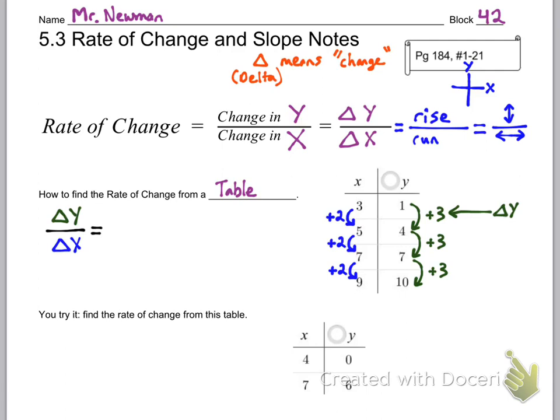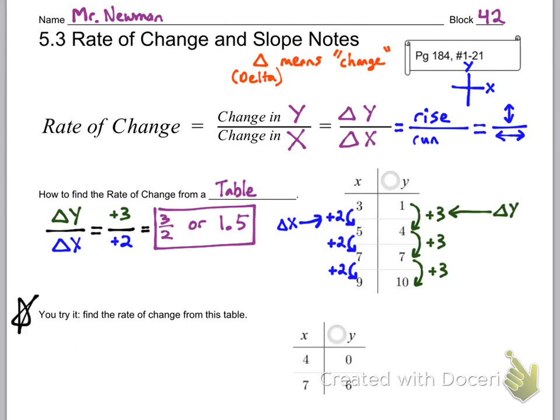Your delta y is 3, because that's how much the y is changing by. The change in x is 2, because that's how much the x is changing by. Notice I picked the same rate of change pair, this one and this one right there. And so we plug that into delta y over delta x. We get 3 over 2, or 3/2. And if you type that in a calculator, that is also 1.5. Either of those are acceptable answers.